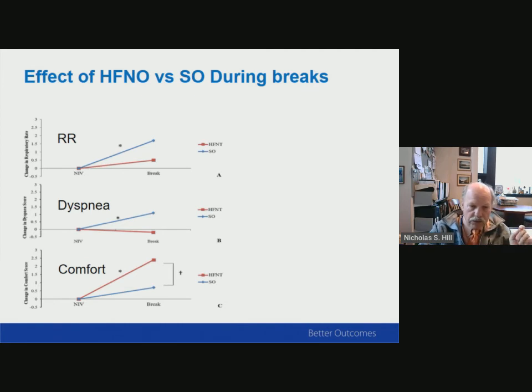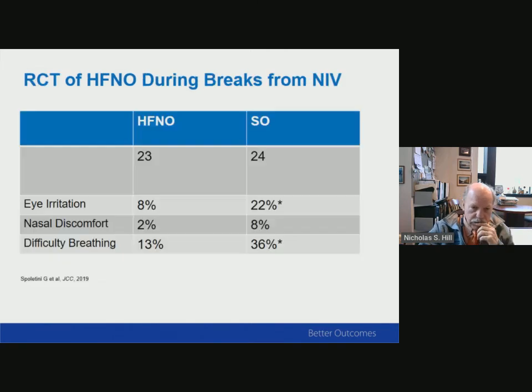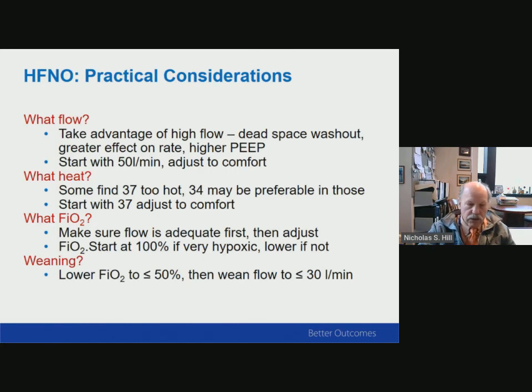But during these breaks, we found that high flow in red reduced the increase in respiratory rate and the increase in dyspnea that occurred during standard oxygen, and there was a strong tendency toward lengthening the break time, and comfort was better with high flow than with standard oxygen. And I think these are pretty compelling differences in terms of what to use during these breaks, to use NIV and high flow in a complementary fashion. And there were a couple of other things. Eye irritation was less with high flow. There was less difficulty breathing and less nasal discomfort, although that did not reach statistical significance.